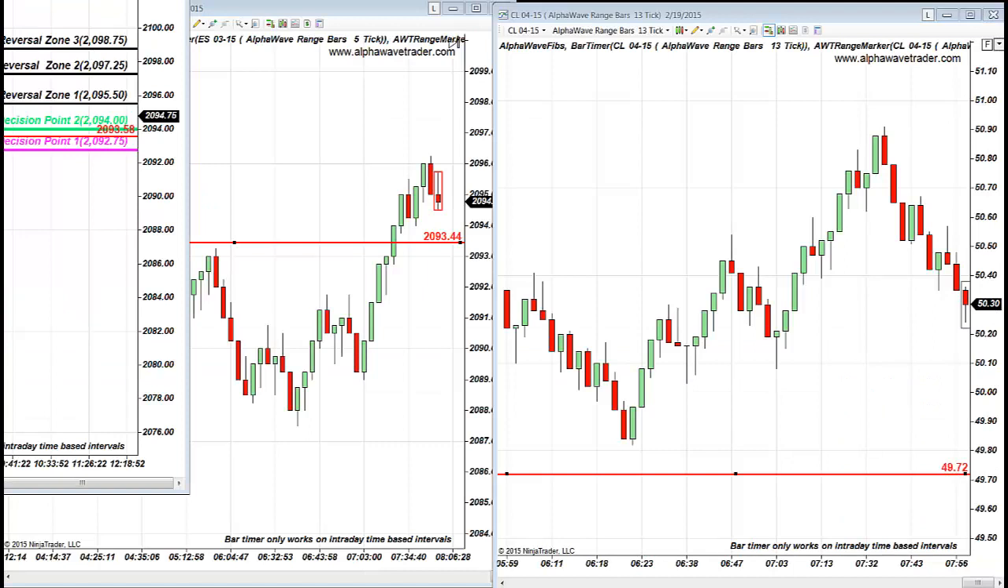So here we are an hour later on this trade on S&P. S&P is still stuck at the reversal zone.